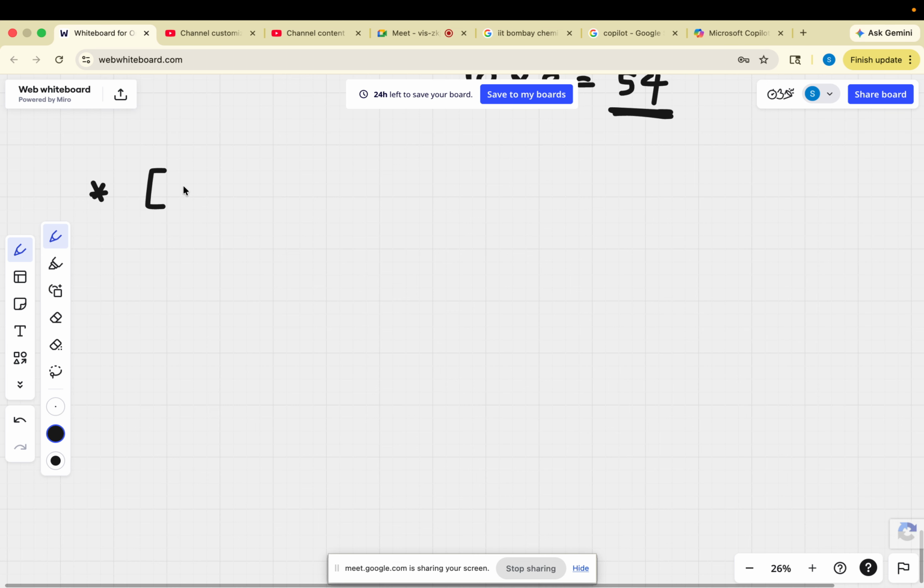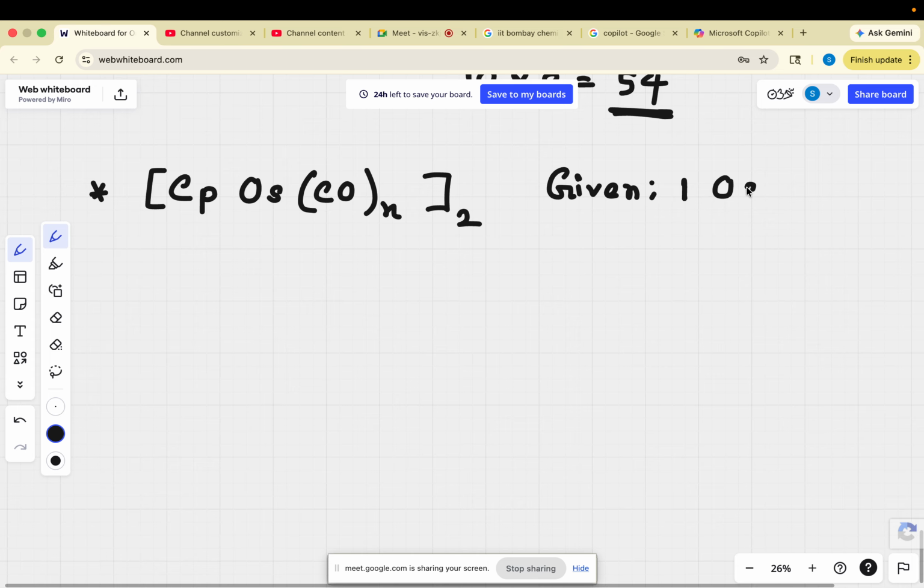Okay, suppose you have cyclopentadienyl osmium, CO whole to the power x, whole 2. So here write down, they have also given one osmium-osmium bond. Okay, one osmium bond you have.